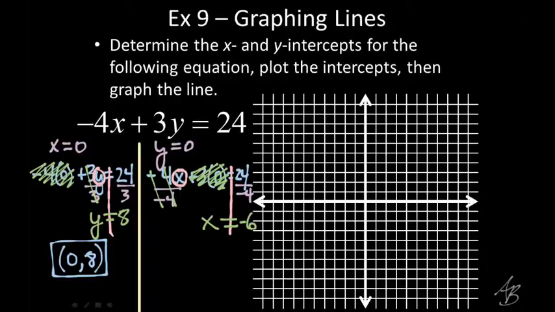Again, I want to write that as an ordered pair now. So what's going to come first in my ordered pair? Negative 6 is the x value, and 0 is the y value. So we get negative 6 comma 0. Put the parentheses around it, and there's your second intercept.